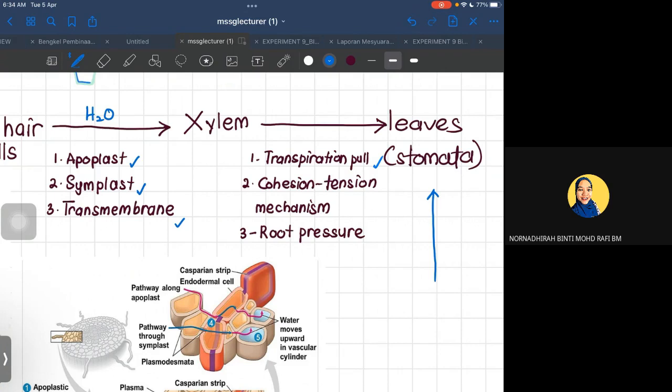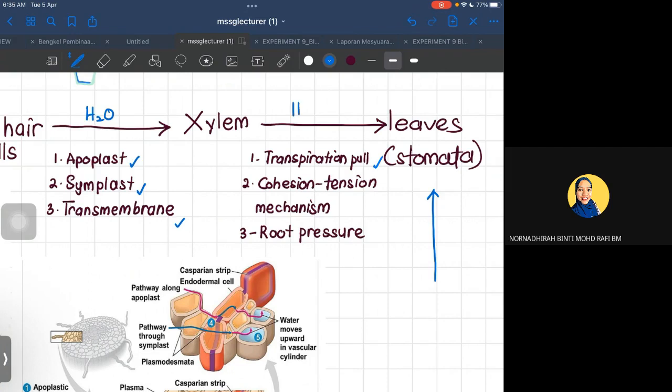Bayangkanlah kalau pokok tu sangat tinggi, for example pokok tualang, yang tinggi dia boleh up to 120 meter. The plant still can do that without the water breaking. The water is like a string, macam benang, and it can keep on moving upward without fail. So there are three mechanisms involved in transporting water from the xylem upward to the leaf.